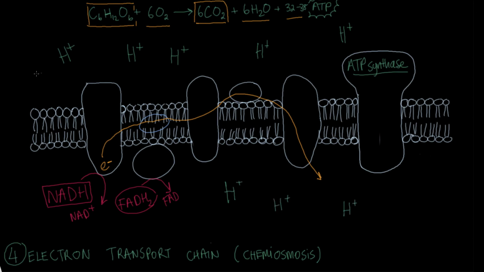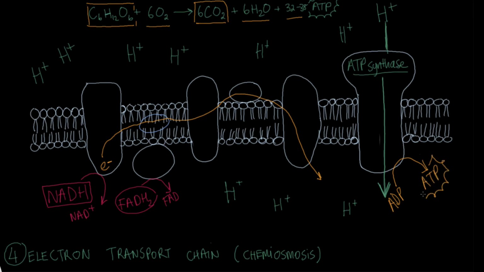Now it turns out that the way that ATP synthase makes ATP is by protons flowing through it. So protons are going to flow through ATP synthase. Okay? And when that happens, ATP synthase can add a phosphate to ADP to make ATP. And that's what we want. We want ATP.